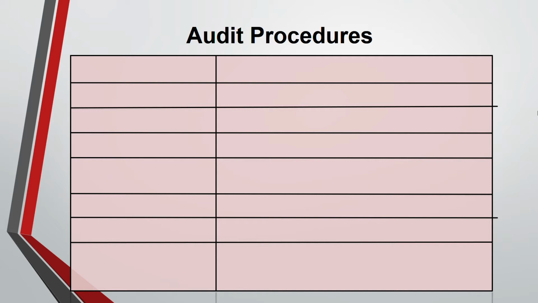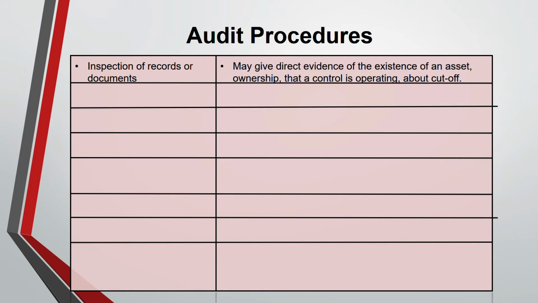First one is, okay, the first one is inspection of records or documents. So the word is inspect. Inspection. You are inspecting. How does this help you? This gives you direct evidence whether an asset exists or not, whether an asset is owned by you or not, whether the control is operating or not, whether the cutoff is correct, are you recording the sales in the correct period or not. So through inspecting documents and records, it will give you this kind of information.